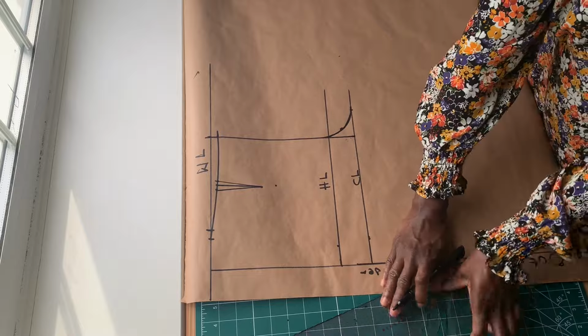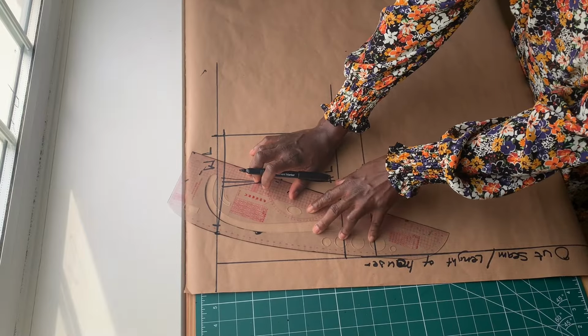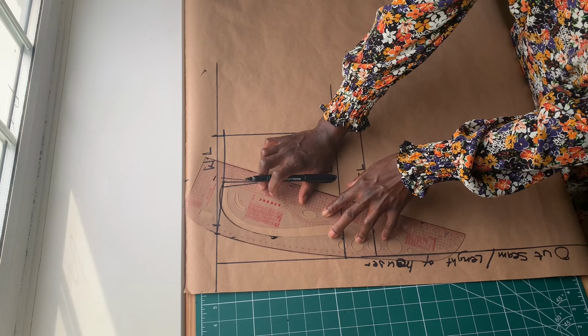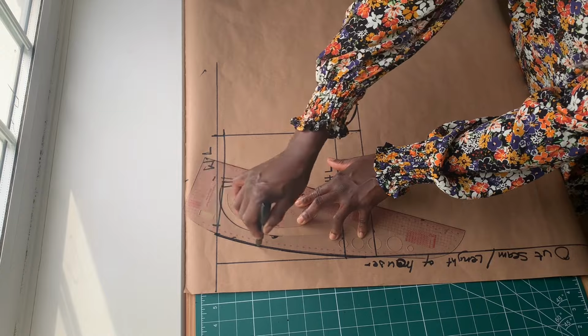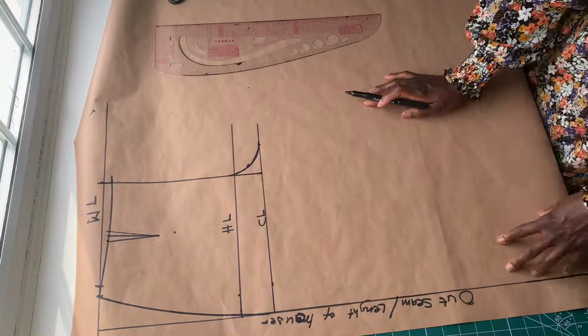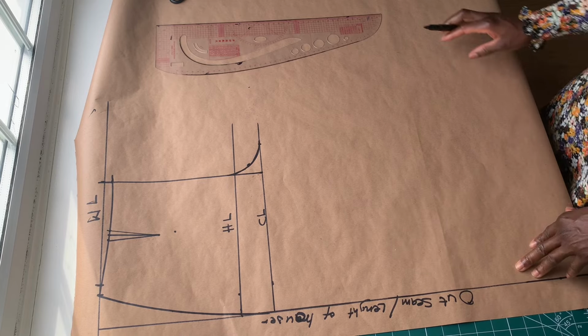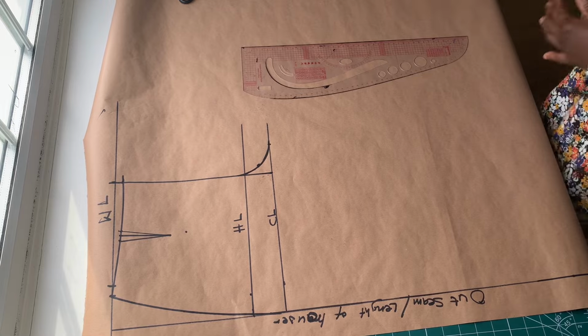Now we need to create the side seam line. So I will join the waist mark to the crotch line like so with a curve. So now we are done with the foundation for the front part of the trousers. We will proceed to the down part of it.